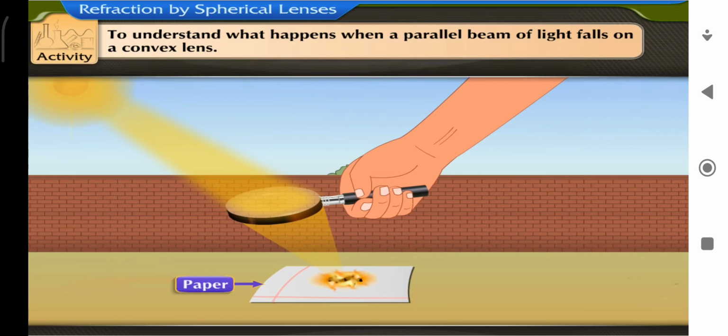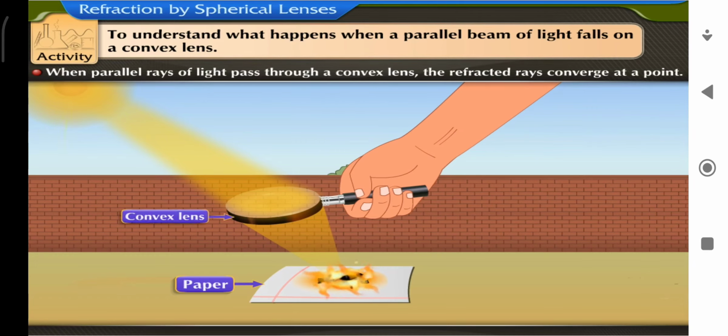Thus, we can infer that when parallel rays of light pass through a convex lens, the refracted rays converge at a point. Before we learn the image formation by lenses, let us perform an activity to find the approximate focal length of a convex lens.